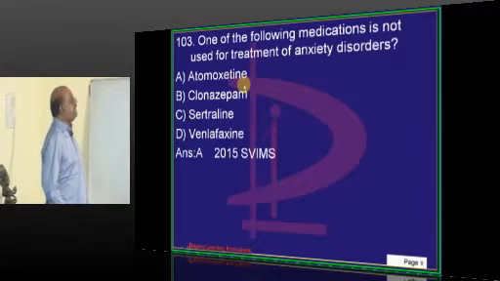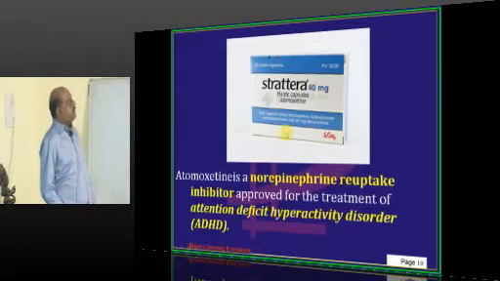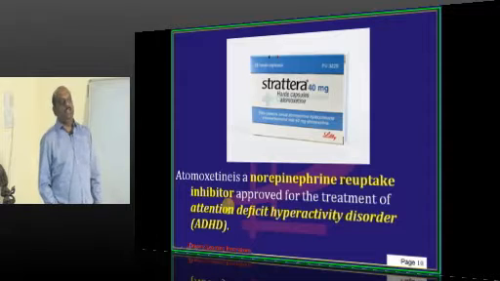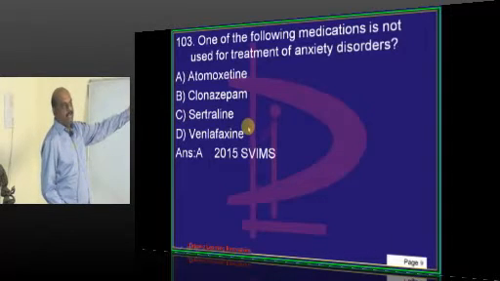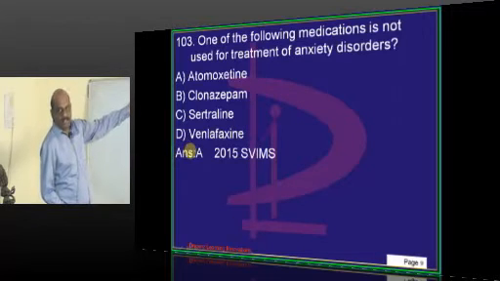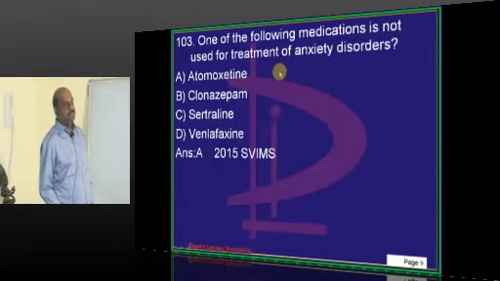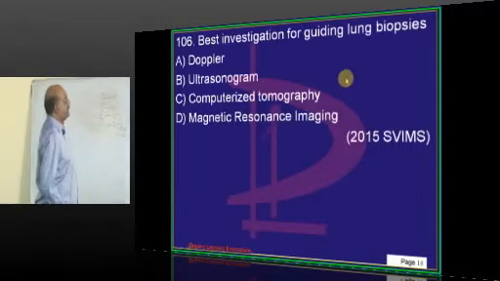Then which is not an anti-anxiety drug? Atomoxetine. What is atomoxetine out of this, doctor? It is a norepinephrine reuptake inhibitor, which is used and recommended for attention deficit hyperactivity disorder. The remaining are clonazepam, a benzodiazepine, and sertraline, an SSRI; fluoxetine, sertraline, venlafaxine. They are all basically used in, it's also having a role in anxiety. Then neuroleptic malignant syndrome, antipsychotic drugs.